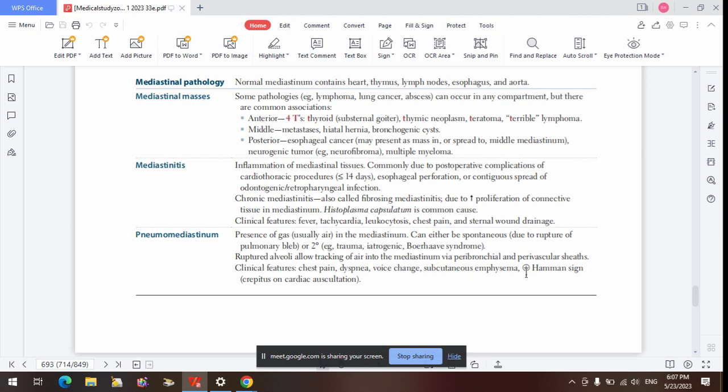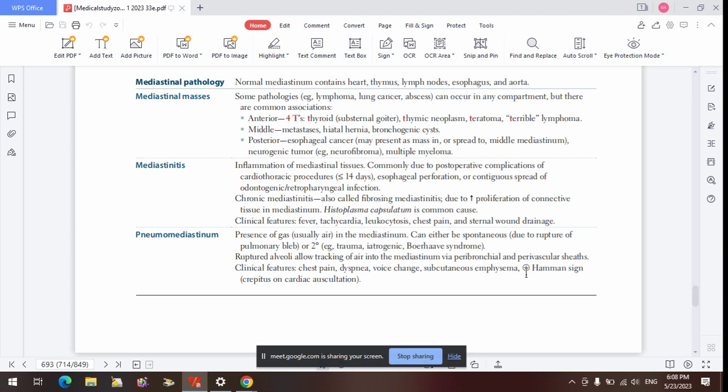Then, lastly, Hammond sign. Hammond sign just means you hear like crepitations, like a squeezing sound, when you auscultate over the precordium, because of the air that is circulating over the mediastinum. And you know that within the mediastinum, the heart is there. So you have enough air circulating over the heart. So if you listen, you are going to hear those crepitations. So once they tell us that you're able to hear crepitation, not in the lungs, but in the heart, on the precordium, that is Hammond sign.